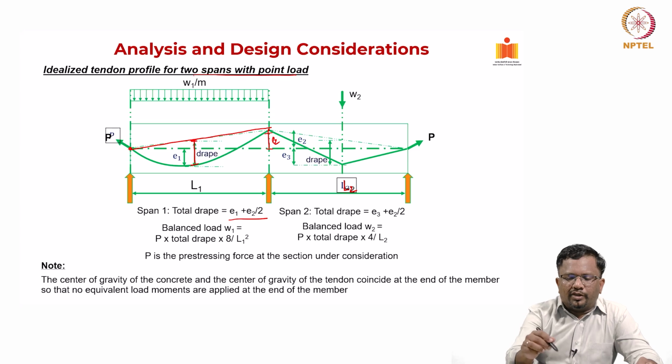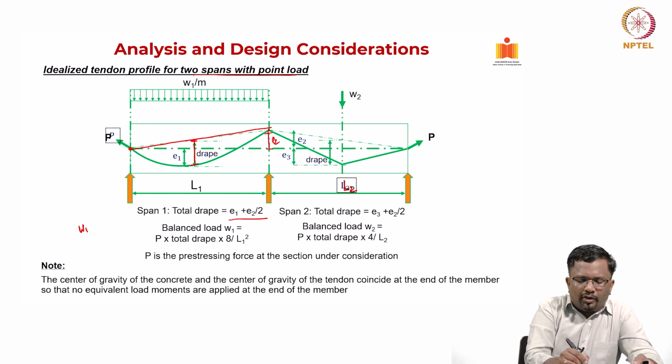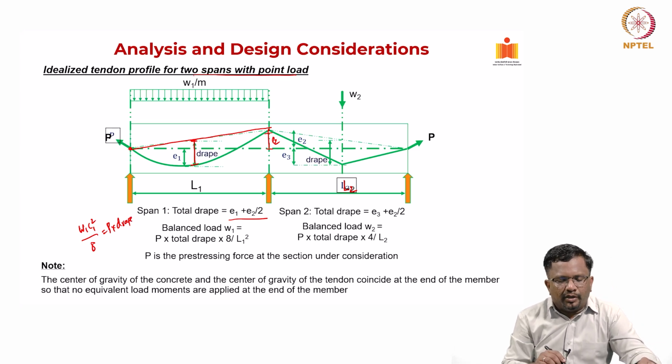Now what is the load that is there? W1. So I have to balance the load W1. If we keep it, W1 into L1 square by 8 should be equal to P into total drape. So you can calculate W1 as P into total drape into 8 by L1 square. So that's what we have.